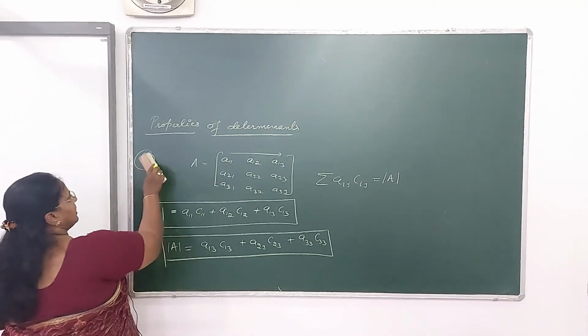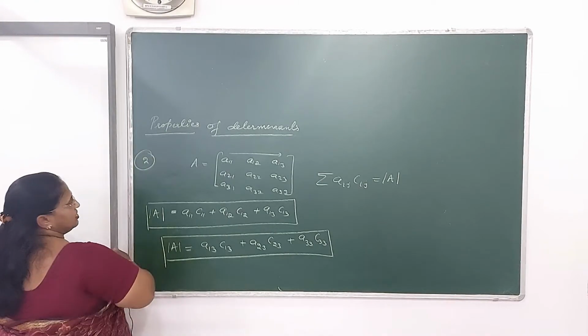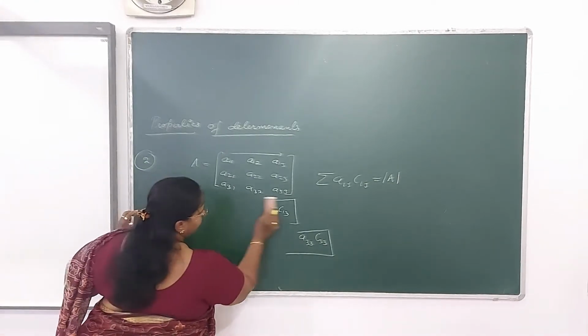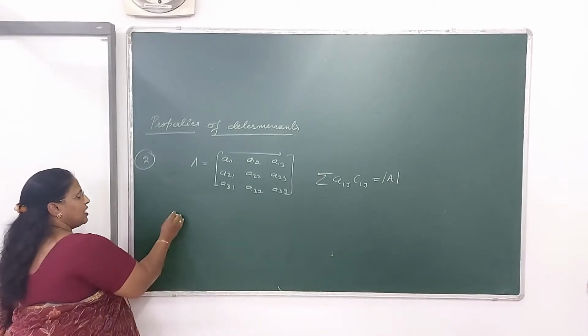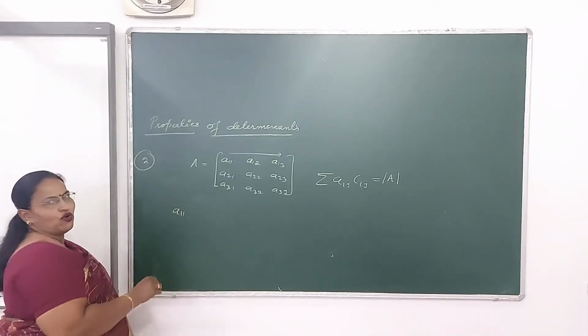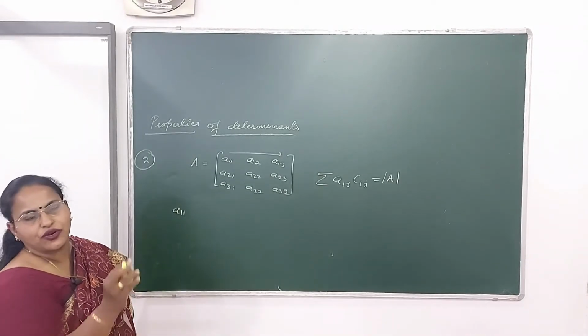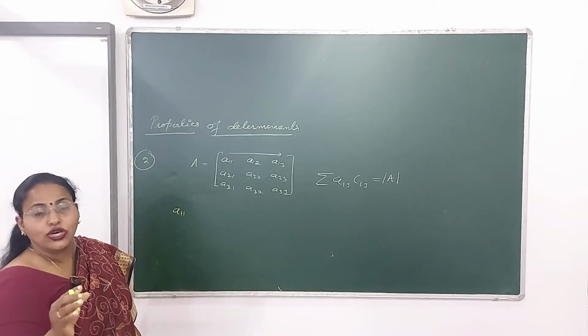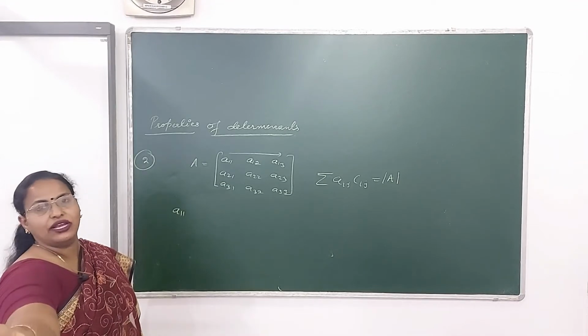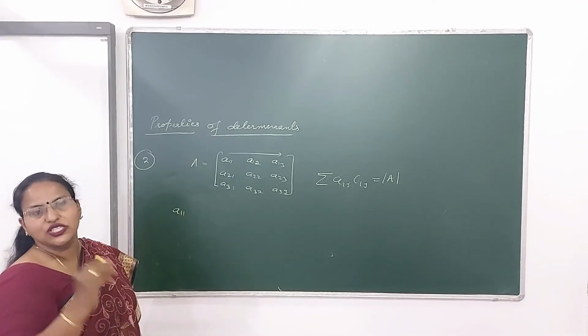Okay, now see the second one. Let us define here itself for this particular matrix. So the second one is: row wise or column wise, when a row element is multiplied to the cofactor of any other row element and added, then it will be 0.